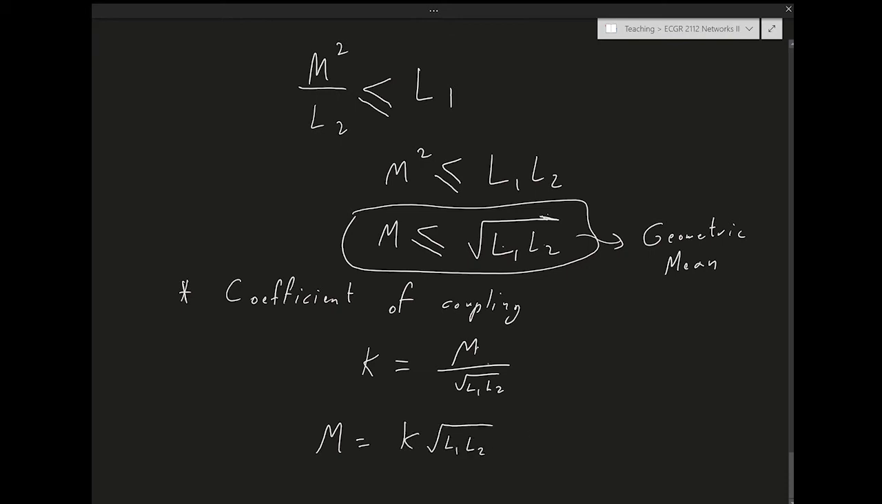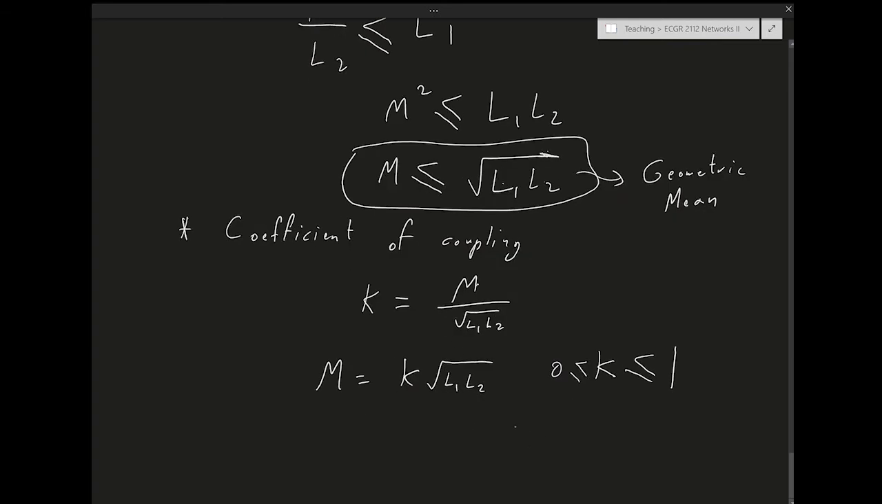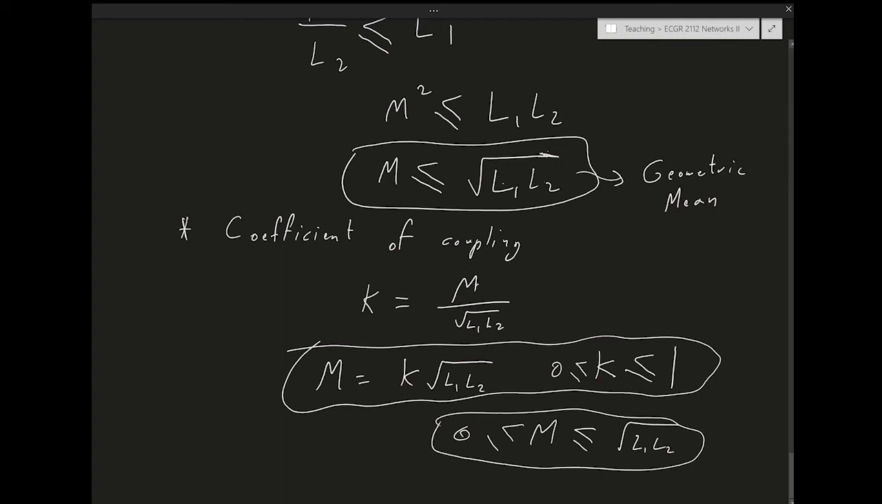Because M can never be higher than the square root of L1 L2, that means that k is always going to be larger than or equal to 0, less than or equal to 1. So the coefficient of coupling is always going to be from 0 to 1. Another way of writing this, since k is from 0 to 1, is that M is larger than 0 and less than the square root of L1 L2. All those statements are equivalent.